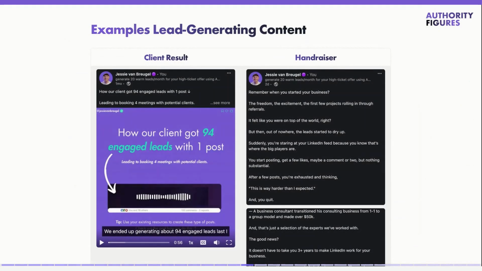So that's one. And then let me go to the lead generating content. Here is the client result. It's basically the same as a case study. So you just mention how you got a client a certain result. And on the right side, we see my favorite lead generating type of content. It's a hand raiser, where we just be very specific.